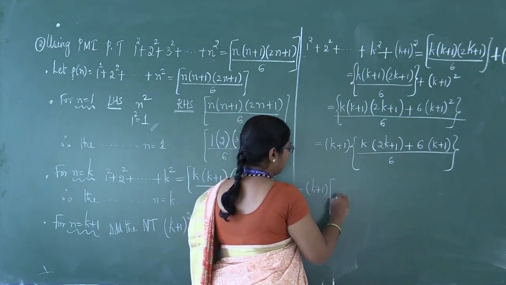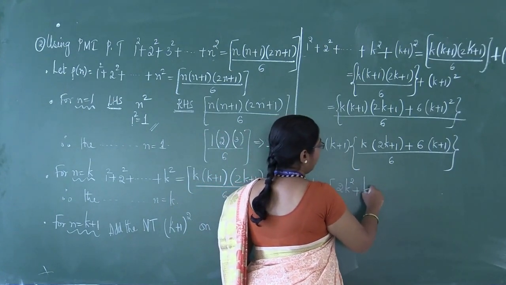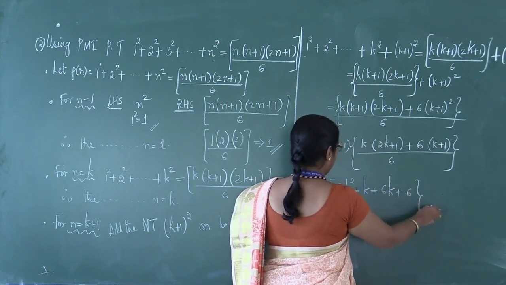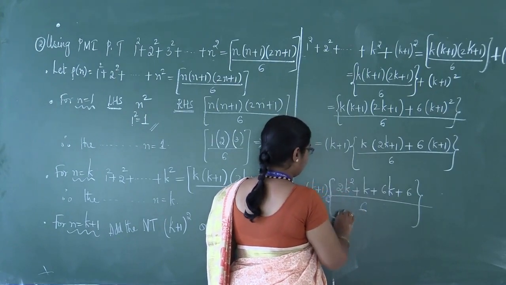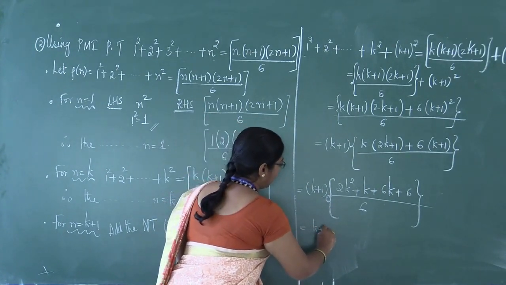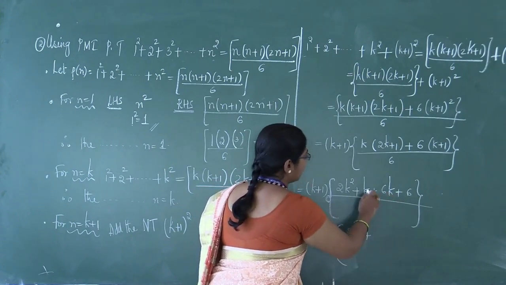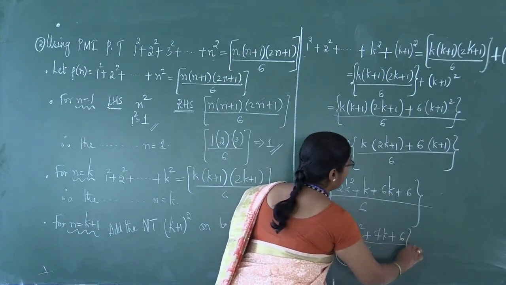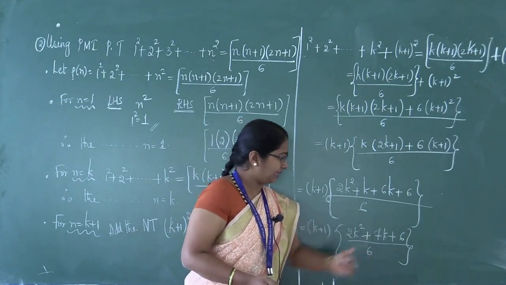Simplifying further, k into 2k, 2k square plus k plus 6k plus 6, complete thing divided by 6. This is again k plus 1. This is 2k square. 6k plus 1k, 7k plus 6. Whole thing divided by 6. 2k square plus 7k plus 6.